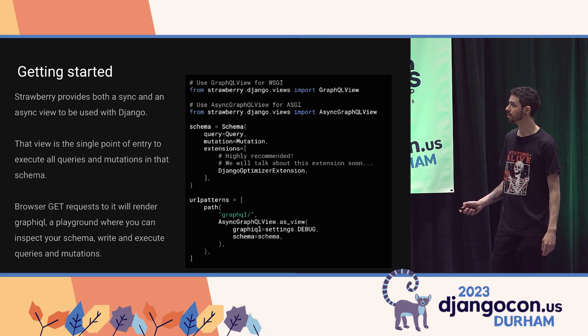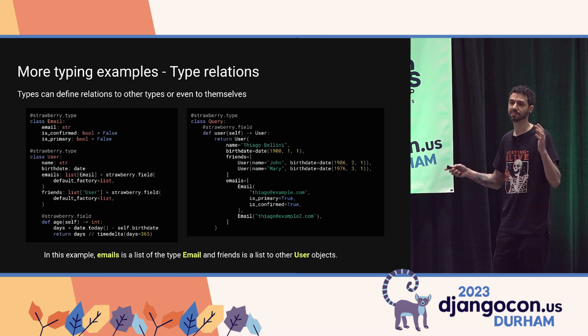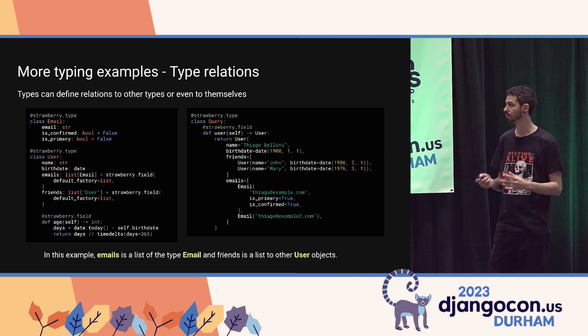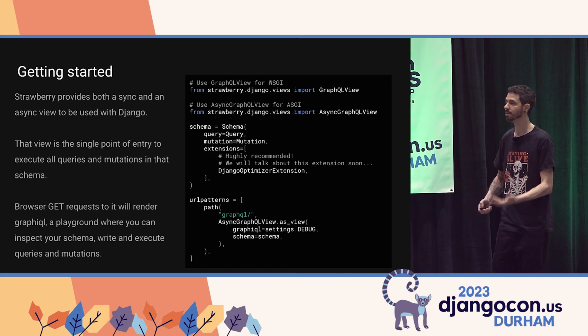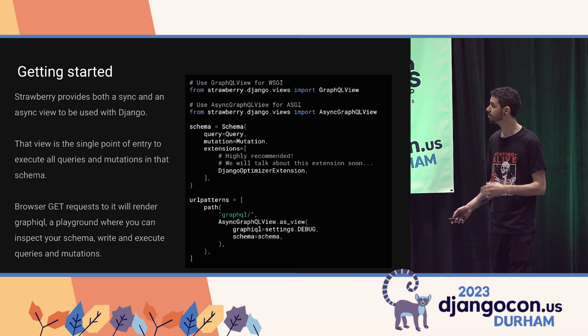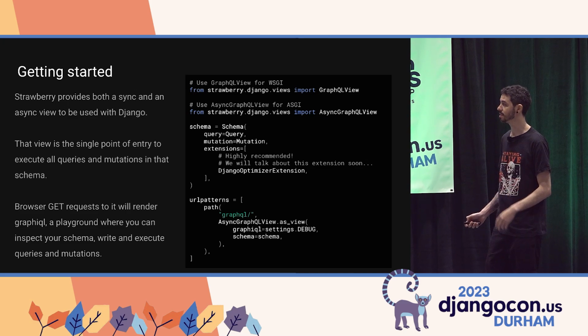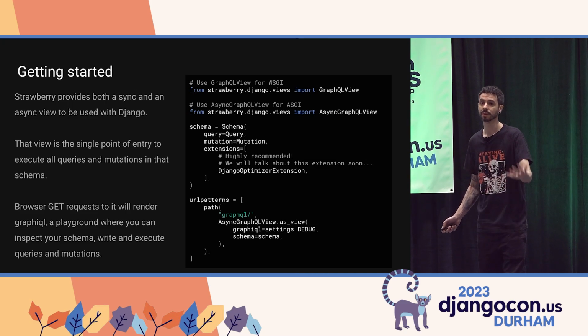So I just need to define my schema. The schema will receive the queries, the mutations in here, just like this is a query. You can define a lot of queries and then merge those together to pass there. Not going into details about that, but you can do that. And pass some extensions. This one is highly recommended. I will talk more about why at the end of this talk.